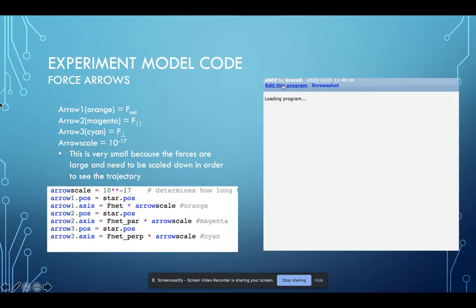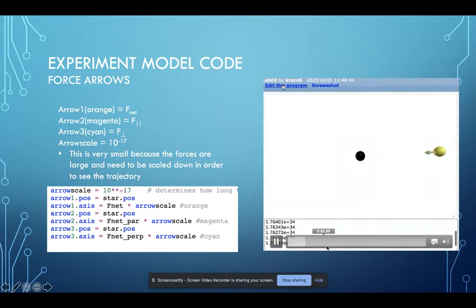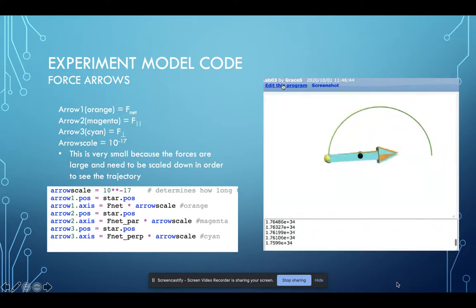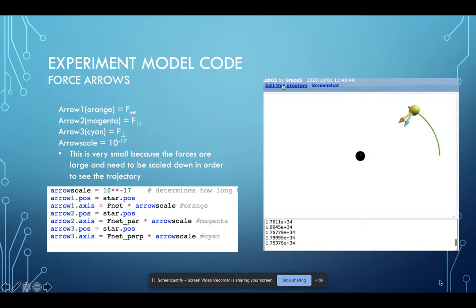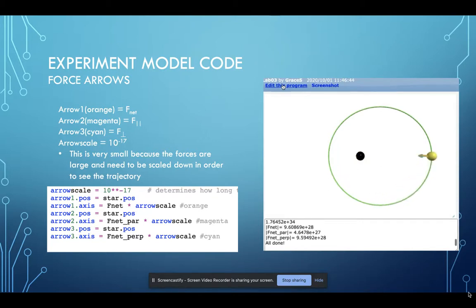So for my experiment, we added some arrows to our code to represent the forces. As you can see in the video here, the orange arrow represents F net, and that points towards the black hole at all times. And the magenta arrow points parallel to the motion of the star at all times. And the cyan arrow points perpendicular to the motion at all times because that is F perpendicular. We multiplied all of these arrows by a very small arrow scale because the forces are very large.